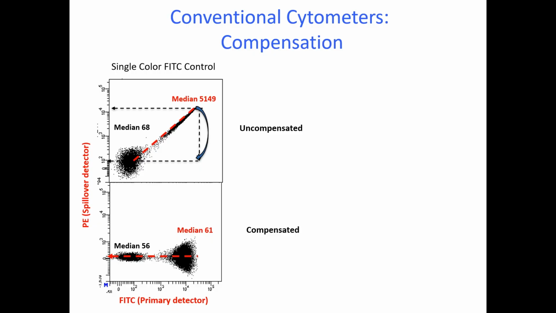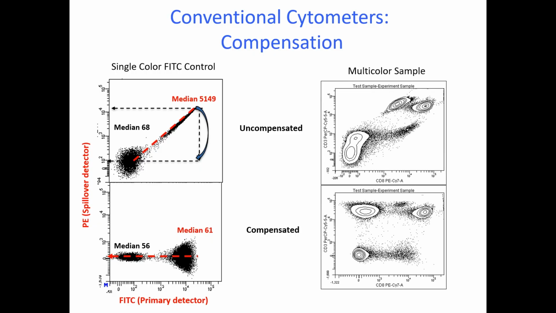On the multicolor sample, here uncompensated, it looks like there are several double positive populations. Once the single colors have been run and the compensation applied, it appears that this population is single positive, it's negative for CD8, and this one is negative for CD3. And there are two real double positive populations.